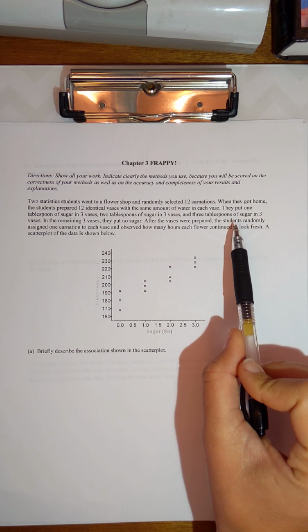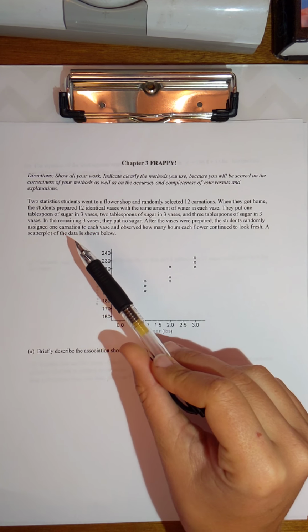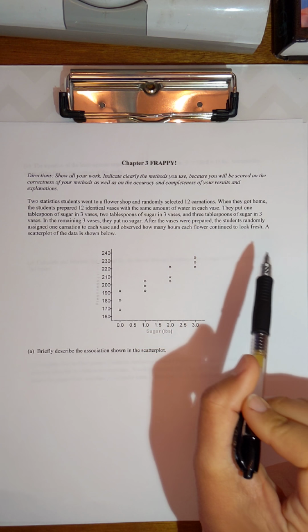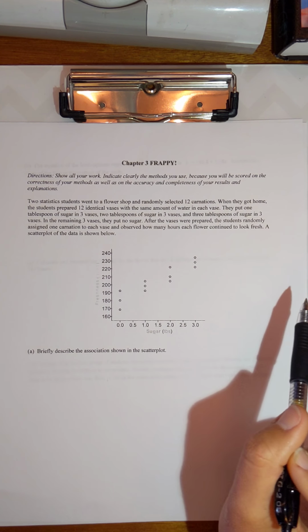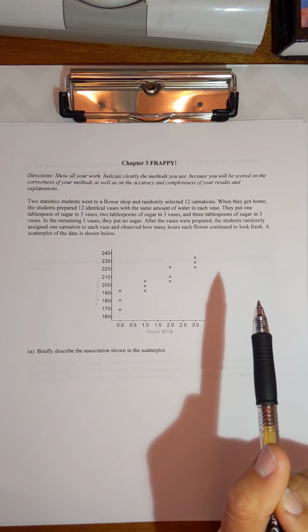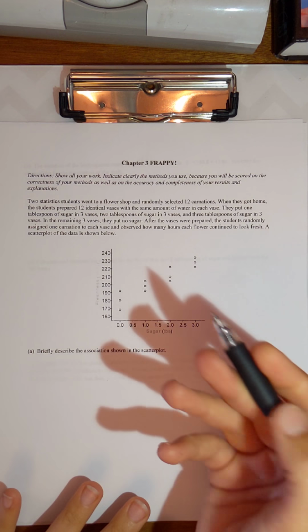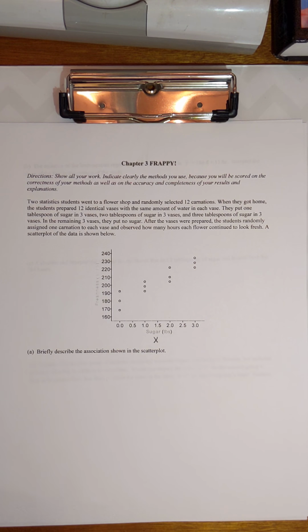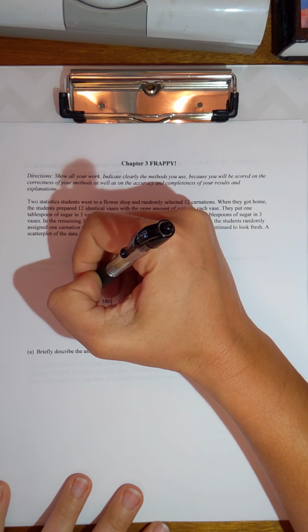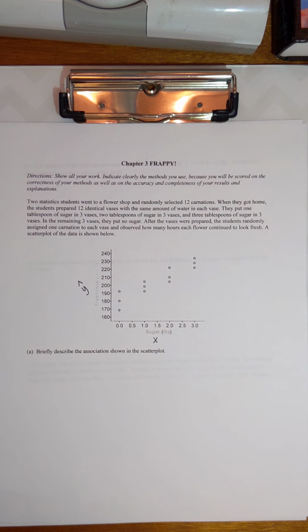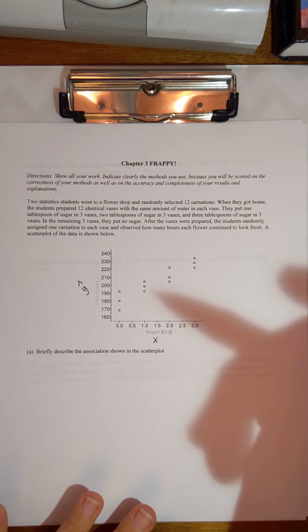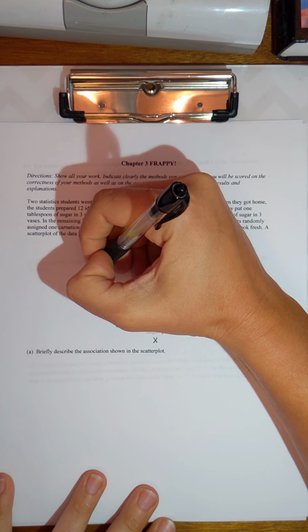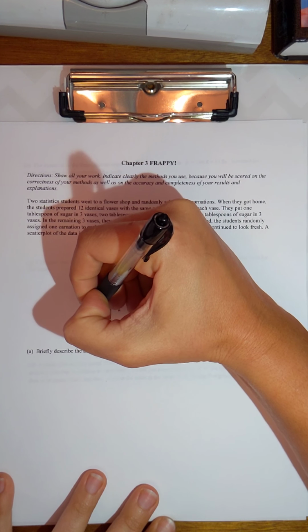After the vases were prepared, the students randomly assigned 1 carnation to each vase and observed how many hours each flower continued to look fresh. A scatter plot is shown below. So sugar is definitely going to be my explanatory variable, or x, and freshness is definitely going to be my predicted value, or y hat. This is in hours. Sorry, I didn't print very well.